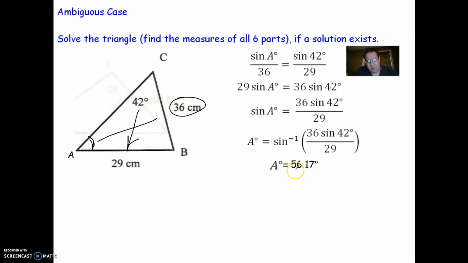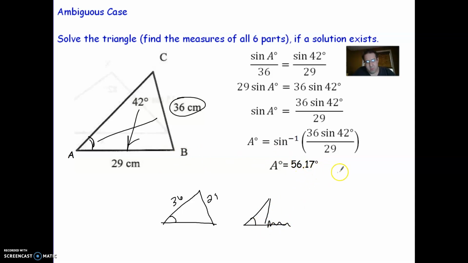This 29 is long enough to reach this side again, but it's more than needed to make a 90-degree angle. So this is one of those cases where, if you know this side, and this is 36, and this is 29, it might be like that. Or that ambiguous case where, instead of this 90-degree angle, it can come back and hit over here, which is going to make a completely different angle right here. Now, what is that other angle? Because it can be in quadrant 1 or quadrant 2.